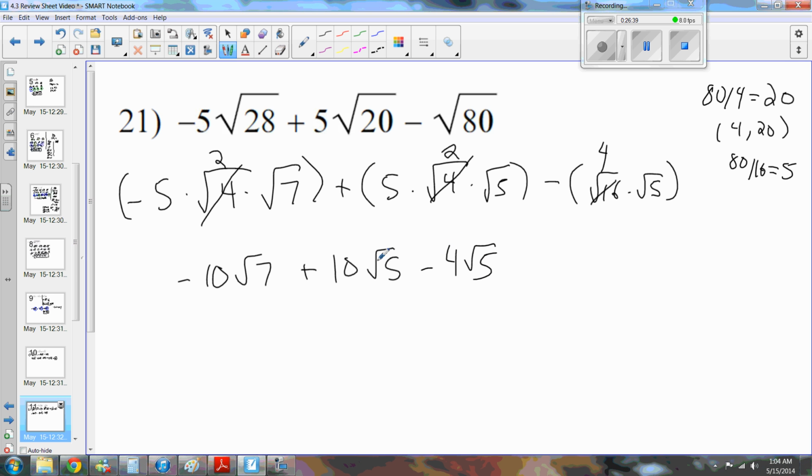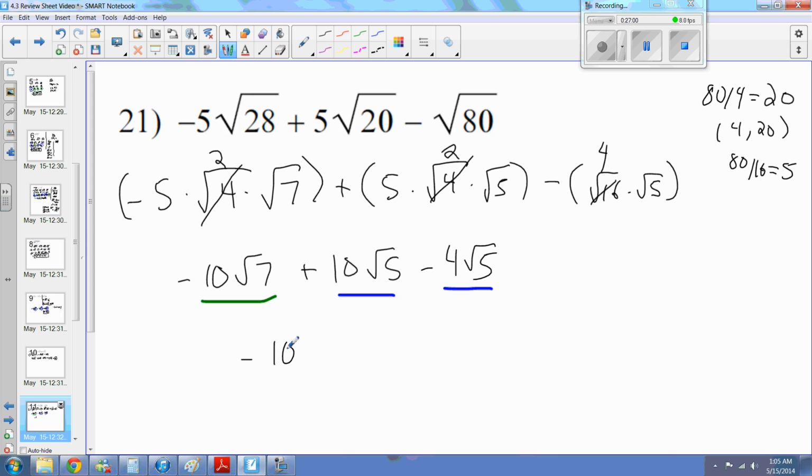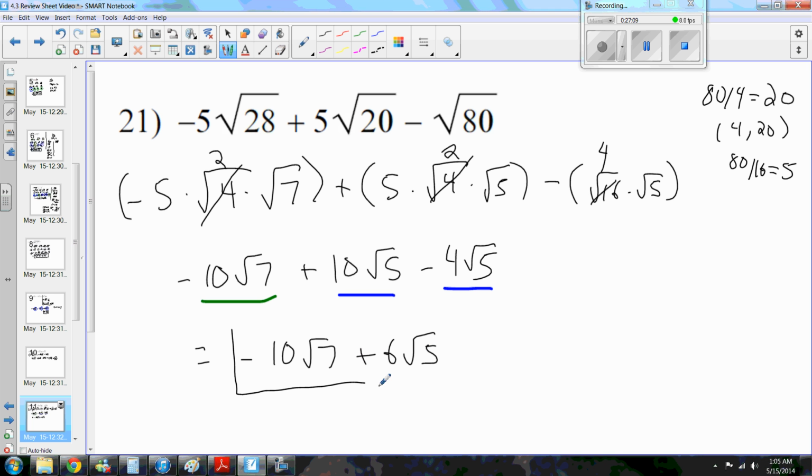Okay. These two terms can be added together because they are both root 5. This is a root 7, so it may not. So I'm going to underline in blue the sets of like terms here, and then underline in green the unlike terms. So these two underlined in blue are like terms. The ones in green are not. So my final result here is -10 root 7. All I did was just carry this down. And then what's 10 minus 4? 6. Plus 6 root 5. Final answer.